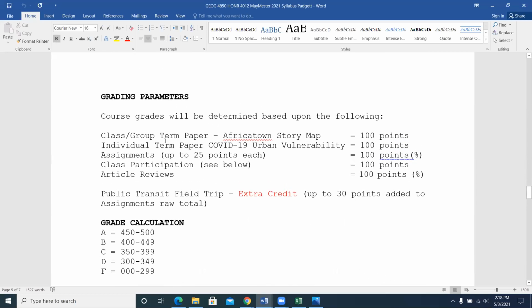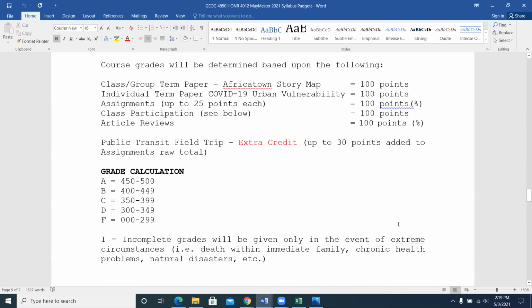So you will get 100 points for the Africatown story map. Your individual paper is 100 points. There will be various assignments. You'll get a percentage out of that. So you have 2 this week. And of course, article reviews and class participation will make up your total points.